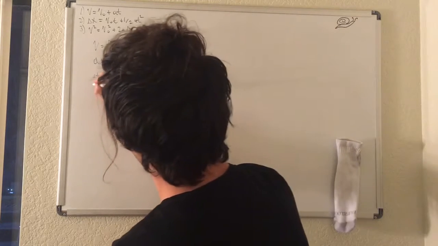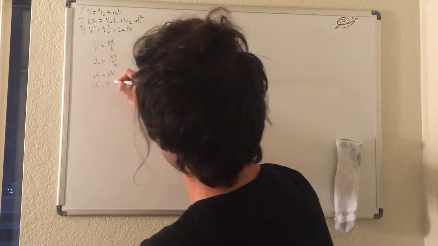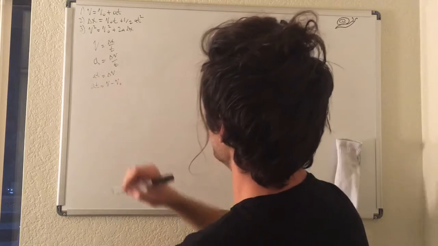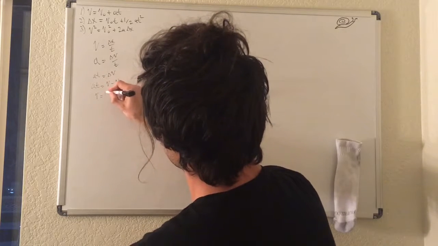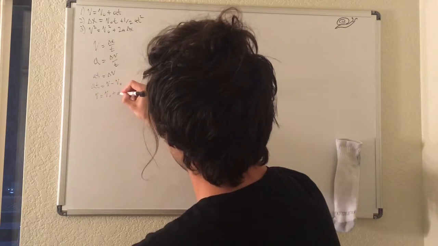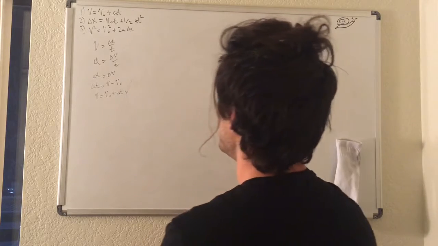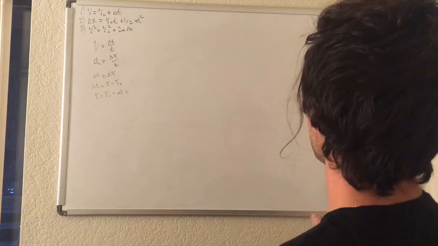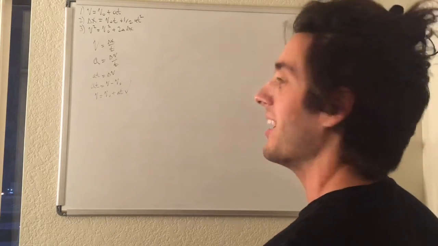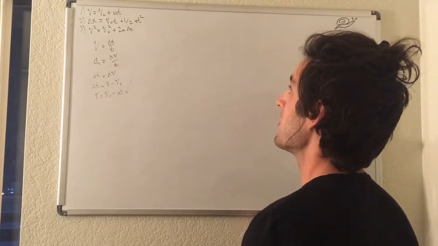Let me rewrite that really quick. At equals final minus initial velocity. I'm going to add initial velocity to both sides, and we'll get v equals v naught plus at, and that's the first equation done. Sorry if I'm writing kind of small, but I don't have that much area to work with, and I'd like to try to do this in one take, so we'll see how that goes.